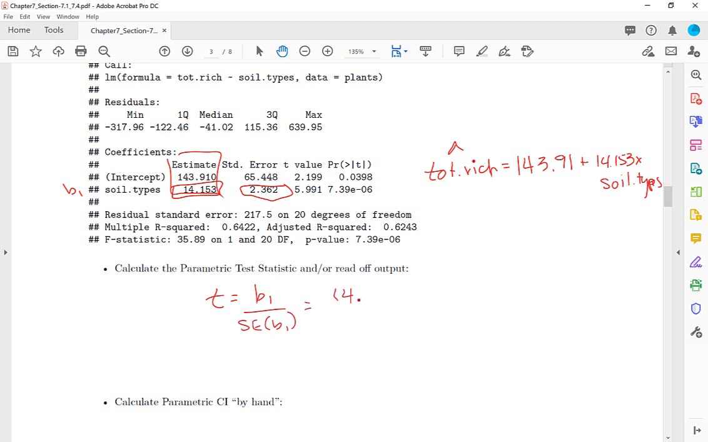So 14.153 divided by 2.362 equals a t-value of 5.991, which is given in our R output.